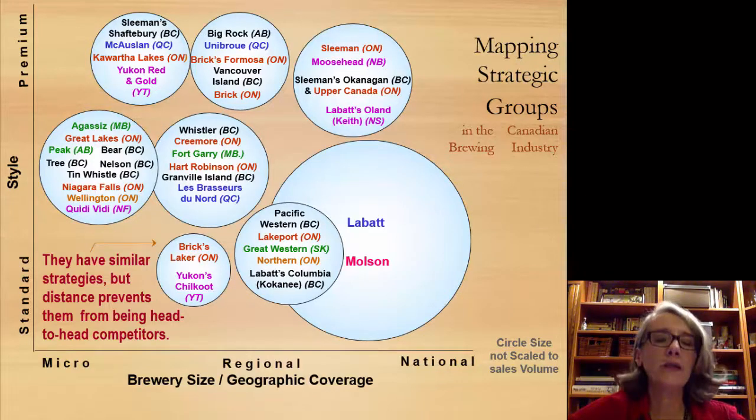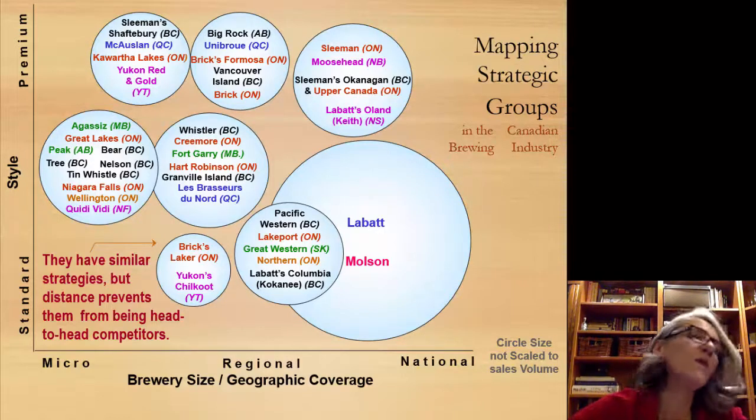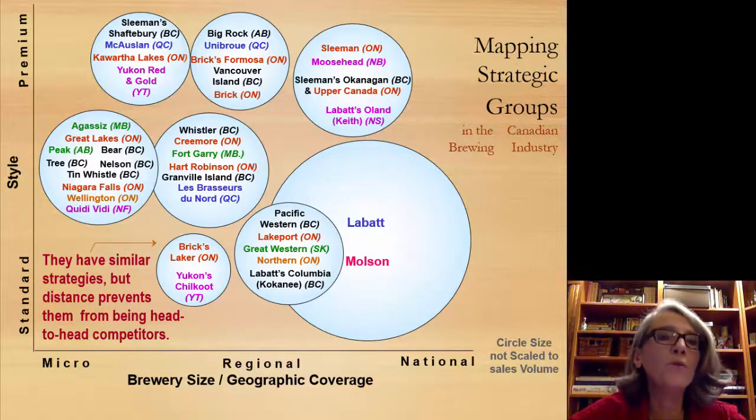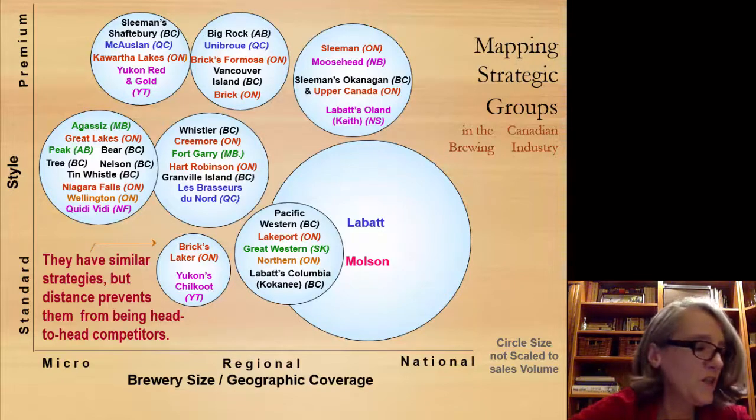And you see that you can identify groups of organizations on this chart that would have similar strategies. So Labatt and Molson would be two companies competing directly with one another, whereas what you see are clusters of smaller breweries in different regions that compete with one another. So in terms of the five forces, your direct competitors would be the ones in the strategic group.